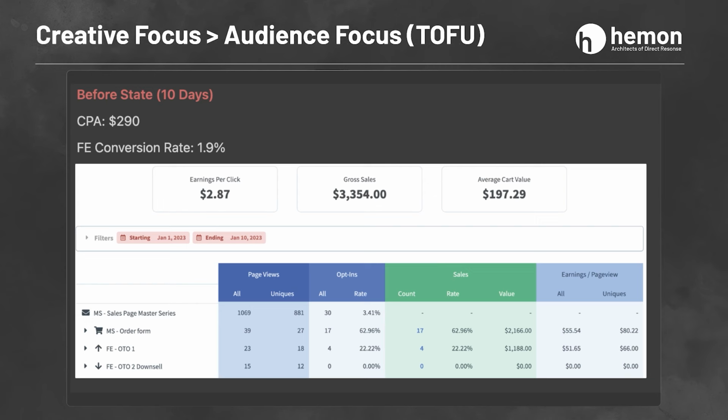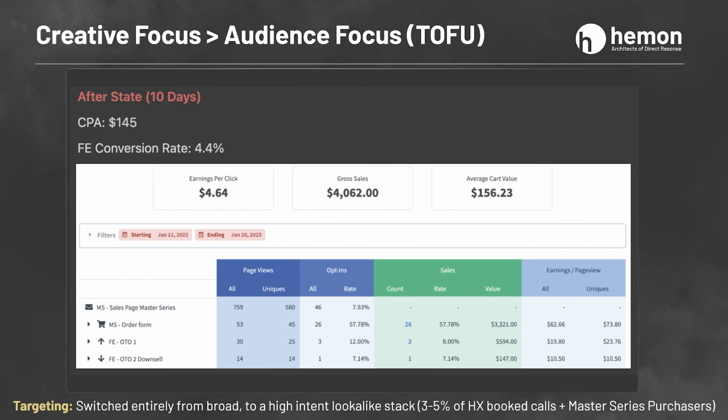But what we saw: CPA of 290, average cart value of 197. Not great. We don't like that. So then the next thought was, okay, what if we change nothing about the funnel and nothing about the ads? All we did was change the targeting. We switched to entirely broad, no targeting. What happened? CPA dropped to 145. Average cart value, 156. Now we have a self-liquidating funnel, and we're profitable on the front end. Just by that one nuance change, right?